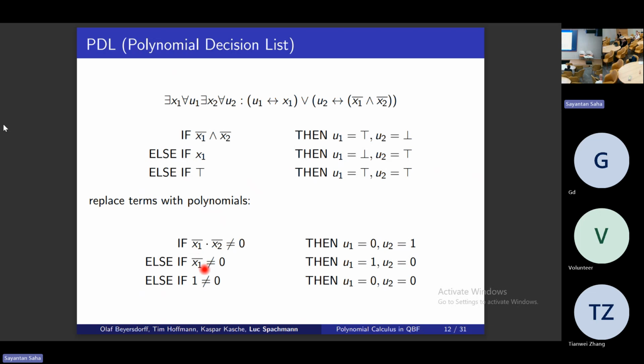Our queries are polynomials, and our answers are still settings of universal variables. Now, note that the queries all have the form polynomial unequals to 0. It is more or less the same thing as in the term decision list above. We need the negations of the lines of the proof system we had. So here we test if some polynomial is unequal to 0, then we set the universal variables. Else, we test the next polynomial, and so on.